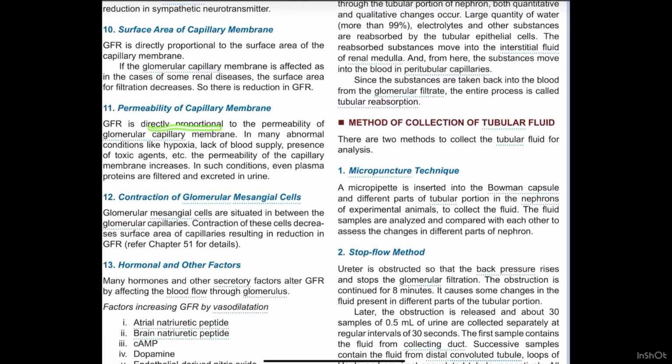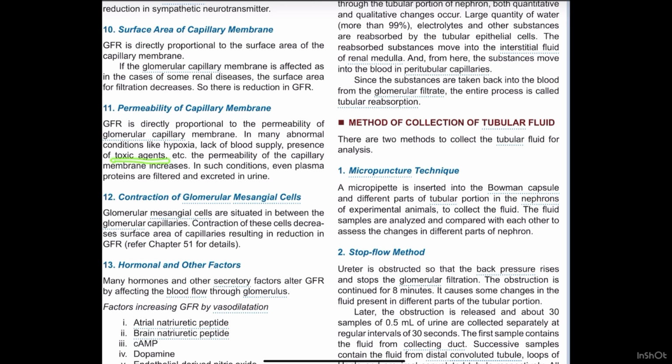GFR is directly proportional to the permeability of the glomerular capillary membrane, because the more ability the glomerular capillary membrane has to send fluid out, the more GFR will be produced. The permeability means the pores, the allowing of this fluid to come out. Okay, that is it. And there are many abnormal conditions like hypoxia, meaning there is no oxygen to the body cells in that period, a lack of blood supply, some sort of condition, any blockage of the blood vessels, where the lack of supply can be seen.